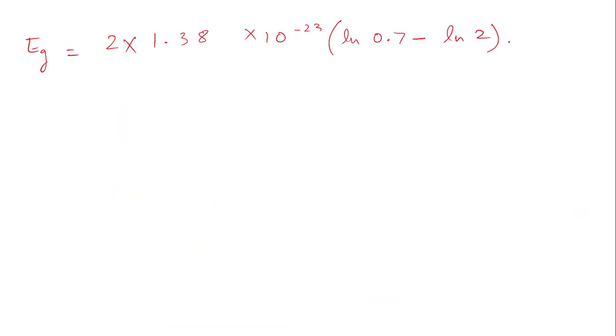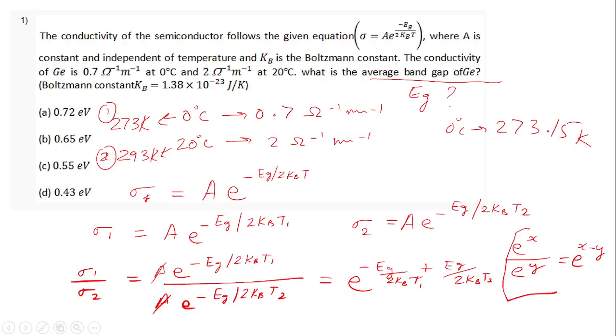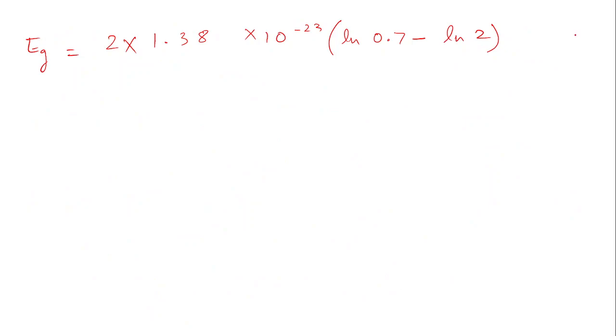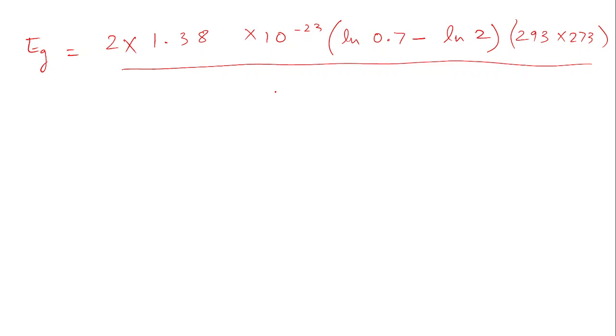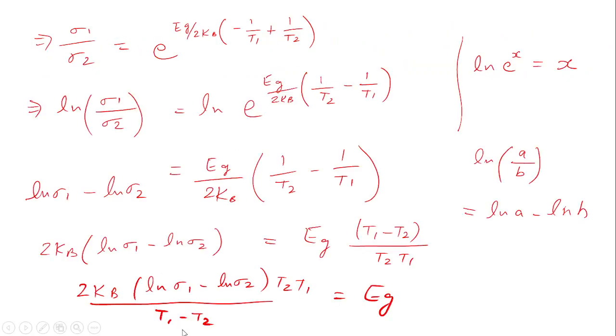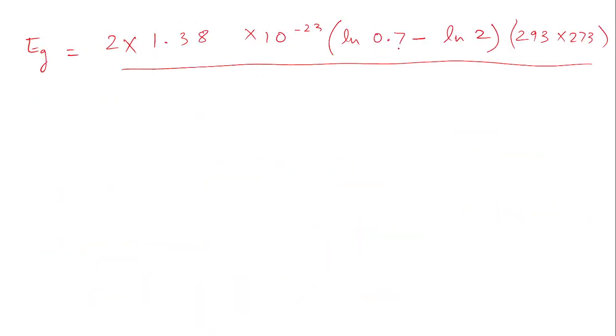And next is T2 times T1. The temperatures are 293 Kelvin multiplied by 273 Kelvin, 293 multiplied by 273. All this divided by T1 minus T2, that means 273 minus 293. When we solve all this, let's do this. I use my calculator.